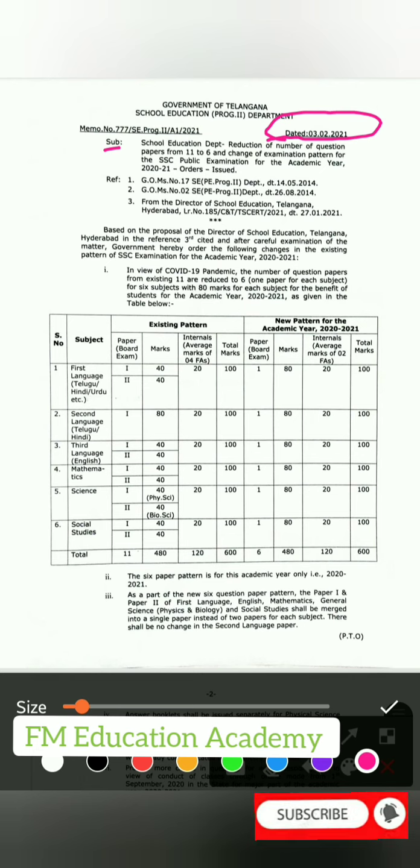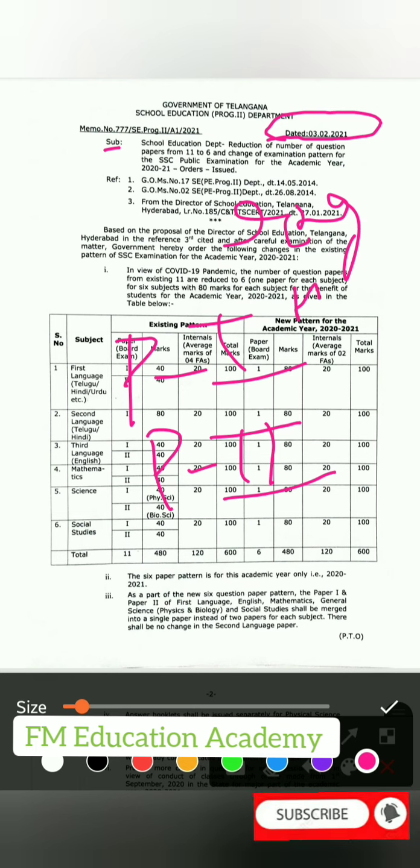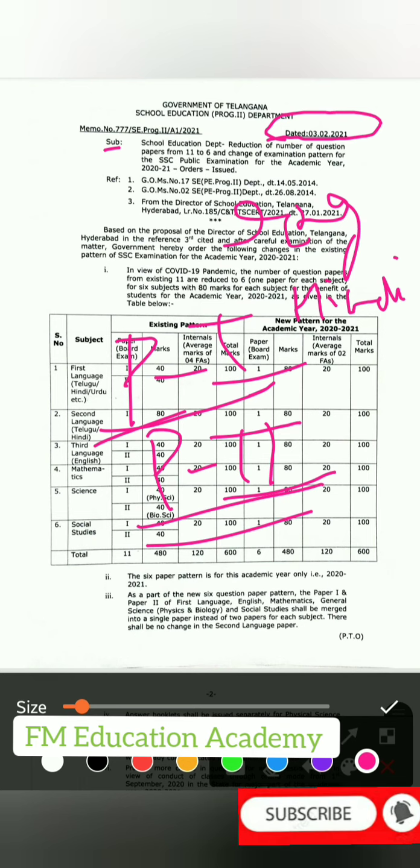We know that every year the SSC SA2 exam papers consisted of paper 1 exam and paper 2 exam for each subject, whether it be English, Hindi, Urdu, maths, social or science. For any subject we had 2 papers, and the chapters were divided accordingly. That is the change for this academic year 2020 to 2021.